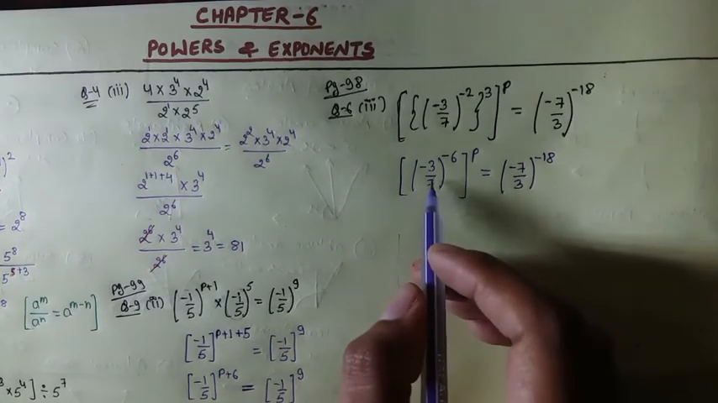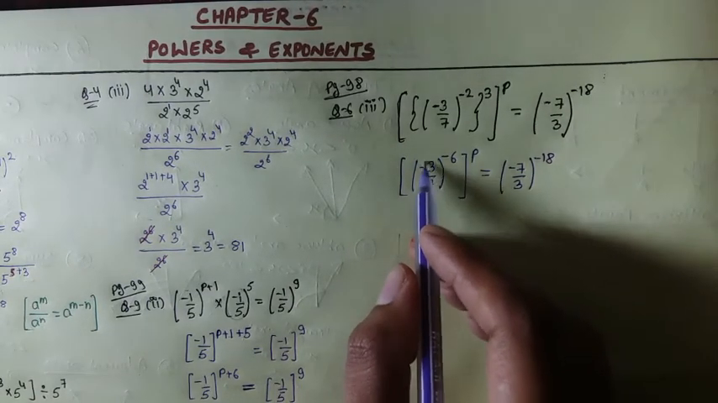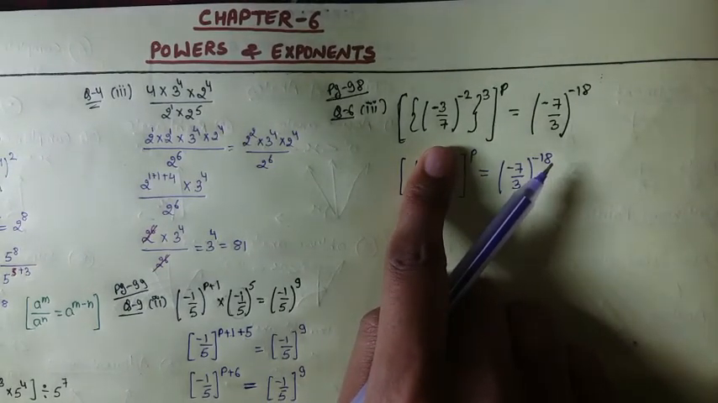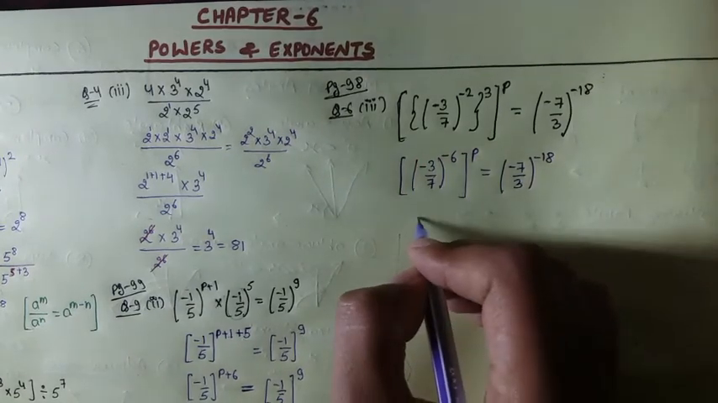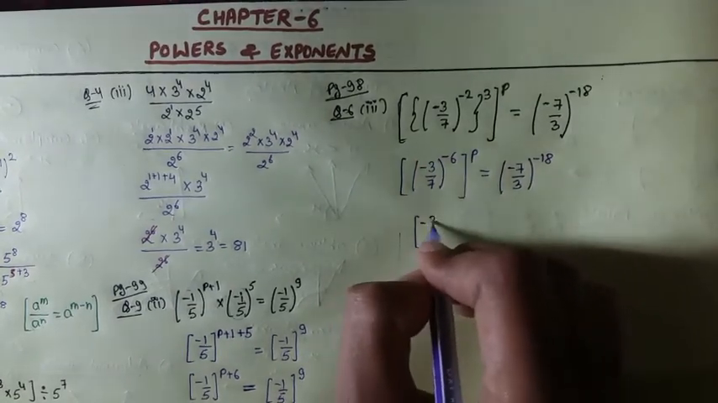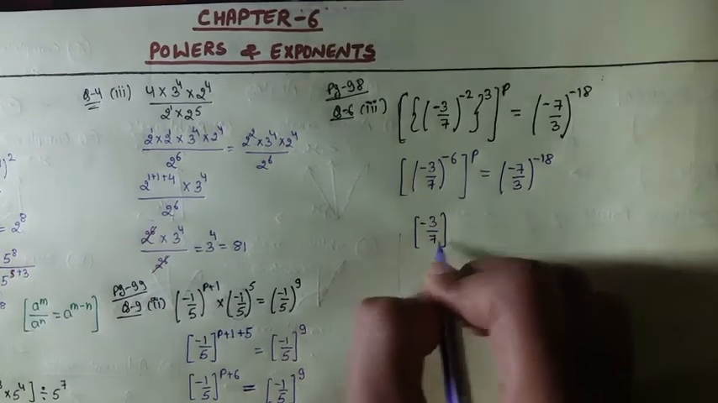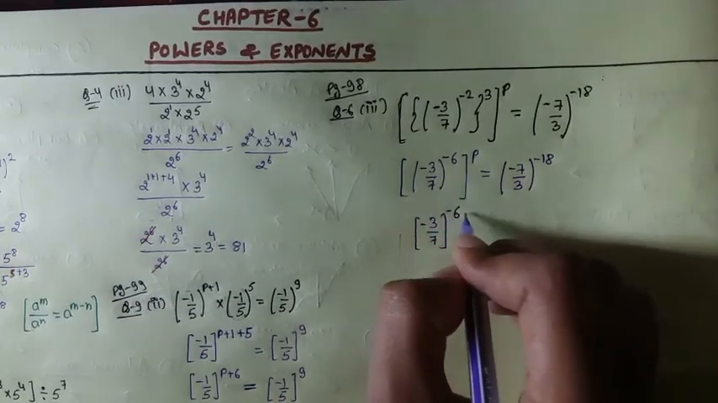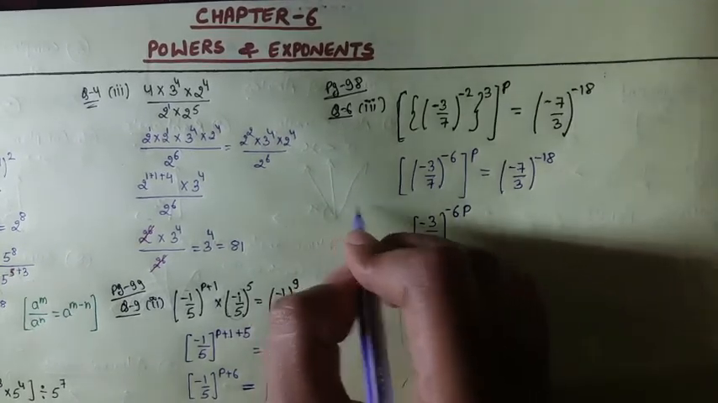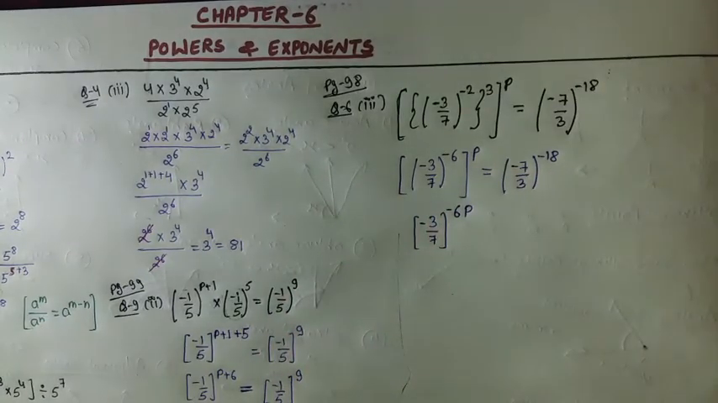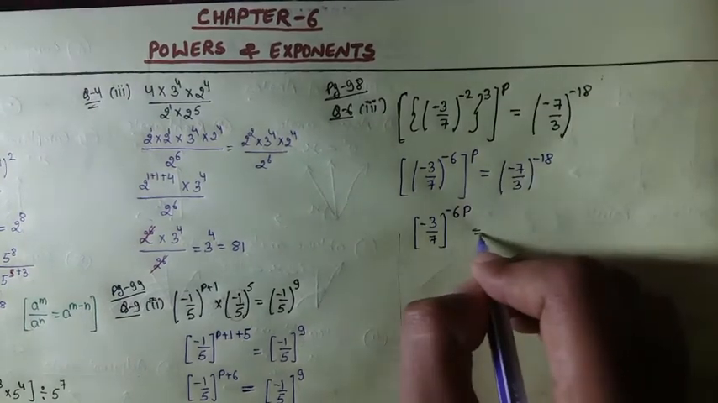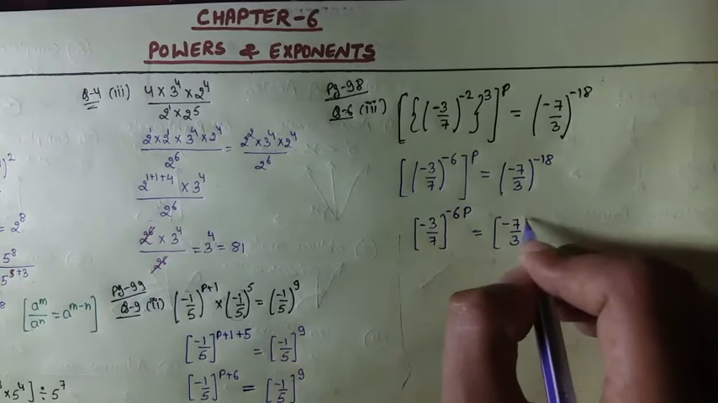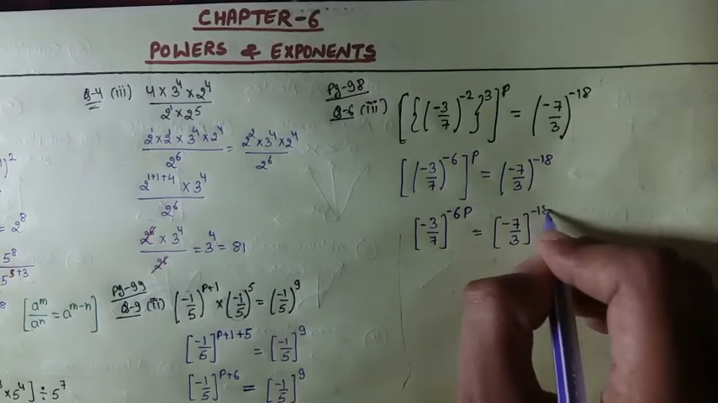Okay, fine. Again this one is in the form of a to the power m whole power n. Again we are going to multiply the powers. So we will get -3/7 whole power -6 into p is nothing but -6p. If we multiply -6 and p, we will get -6p. This is equals to -7/3 whole to the power -18.